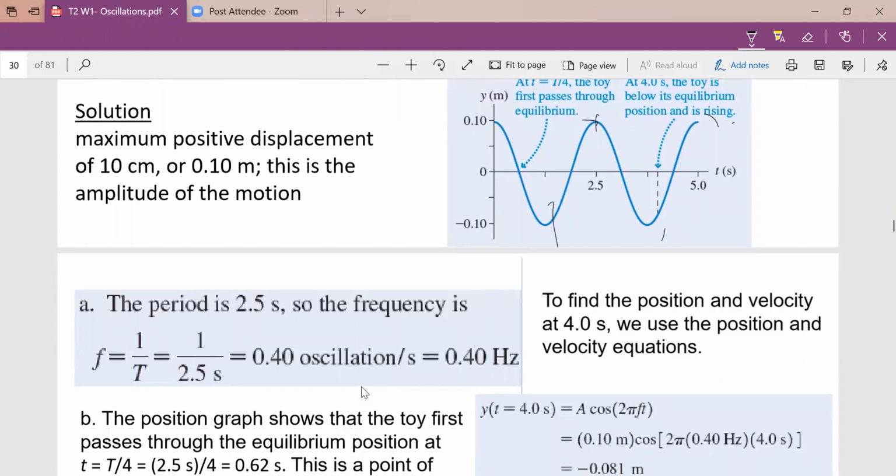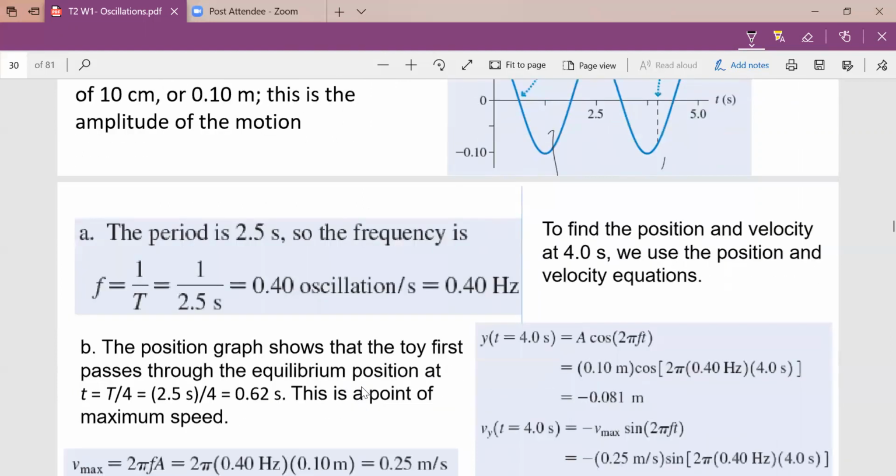Okay, so in solving this, we use the information we have to look for the frequency. So the period is 2.5 seconds. So the frequency is the inverse of that. So we have 0.4 hertz. So we have been able to calculate the frequency.